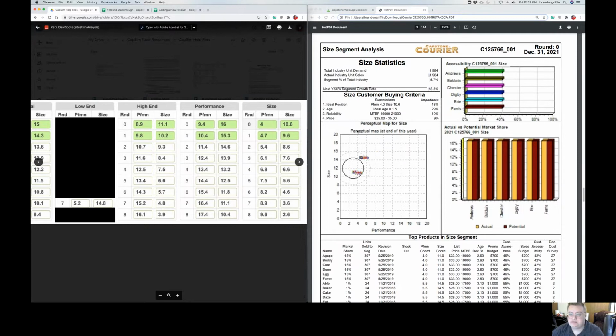We need to go down to our Capstone Courier for size, and we need to look at what they care about. The number one thing they care about is the ideal position. They want something that's small, and it has 43% importance. Next is age. They want an age of about a year and a half, so they want something that's pretty new, that's consistently going to be updated. Then they want MTBF, that's third place. And lastly, they care about price. So they want what they want and they're willing to spend it to get what they want.